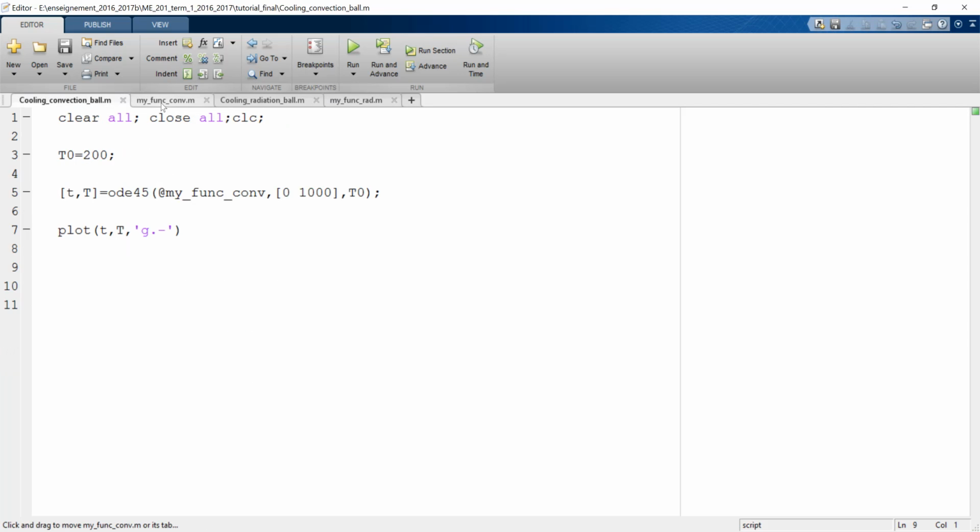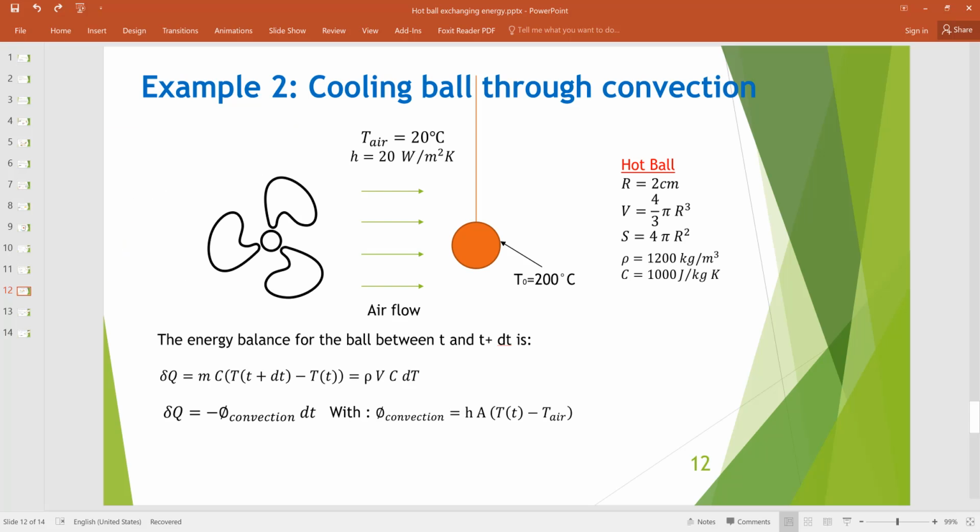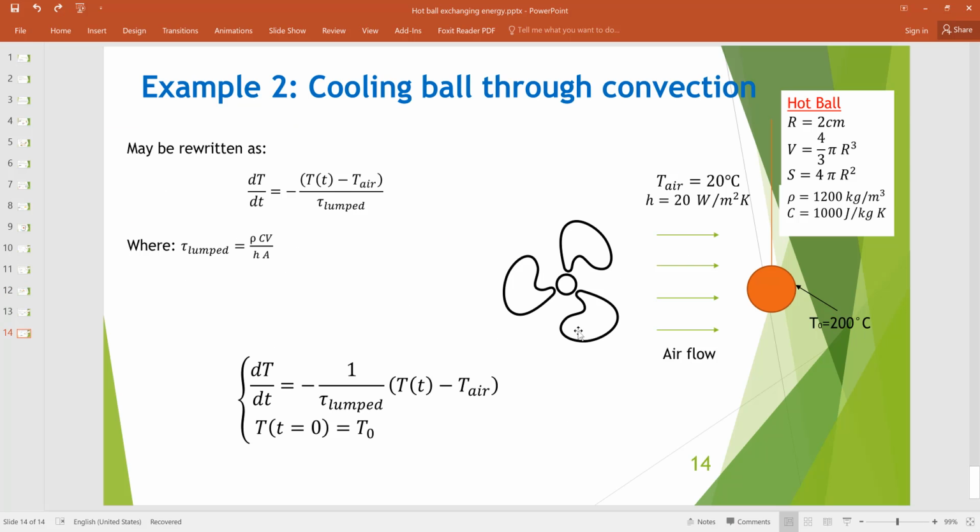Okay, so now this is a problem for convection. I showed you the problem for radiation. In general, you can have a combination of the two problems. You can have conduction, convection, and radiation, and you can solve it by solving this kind of ordinary differential equations.